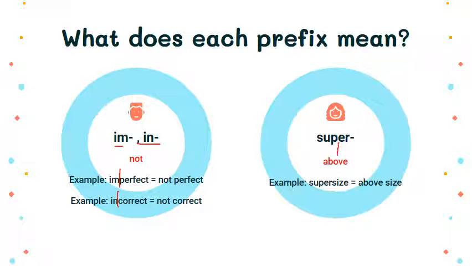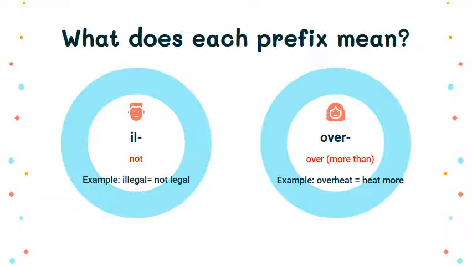Super means above, more than above. Supersize, above the size, a bigger size. So super means above here. Il means not also, and mostly we add il to words that start with the letter L. So illegal means not legal. Over means more than the regular level. For example, overheat, you heat it more. Overheat, we mean you heat it more.